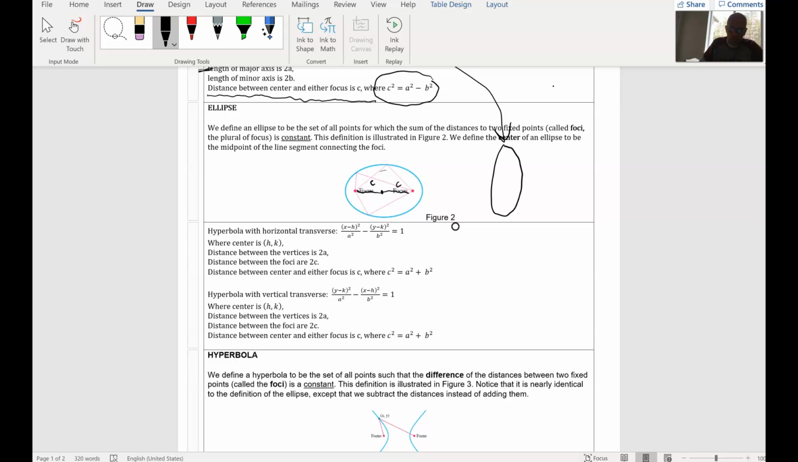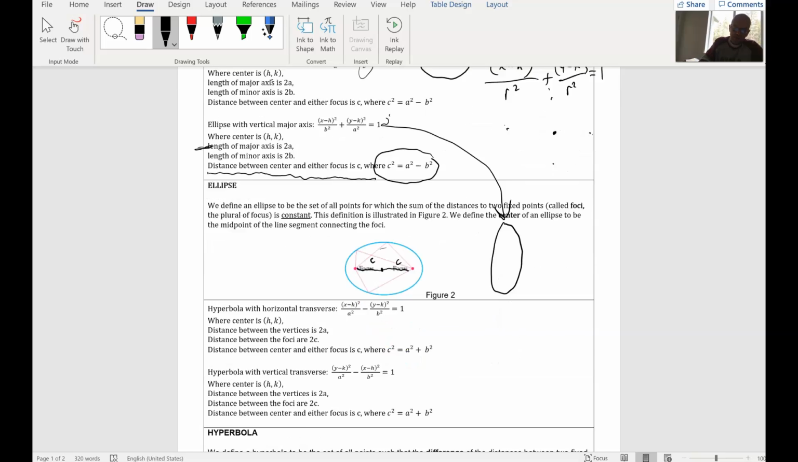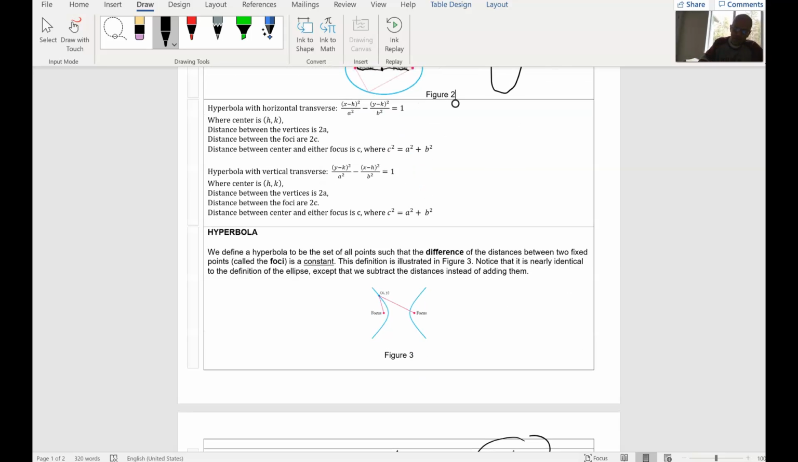Now in this case, though, notice it doesn't have that a is greater than b thing. In this case, the a still goes with the major axis, but the major axis is determined by the direction that it's going. So in this case, the major axis would be horizontal because the hyperbolas are facing right and left. If the hyperbolas look like this, then the major axis is vertical.